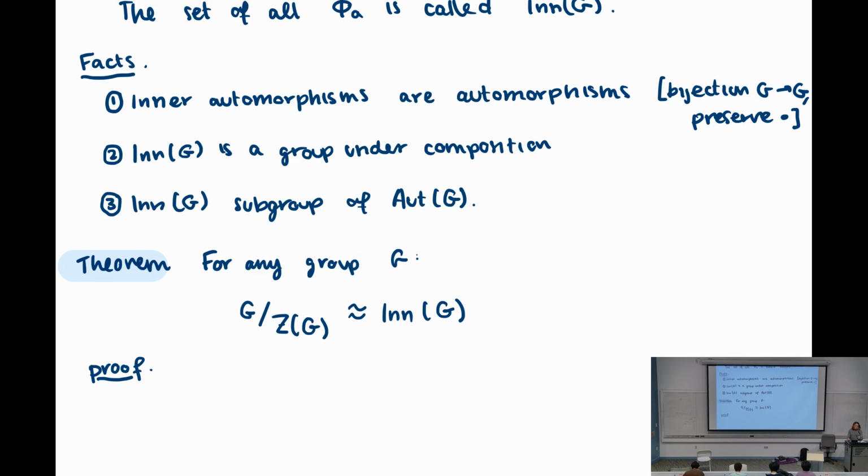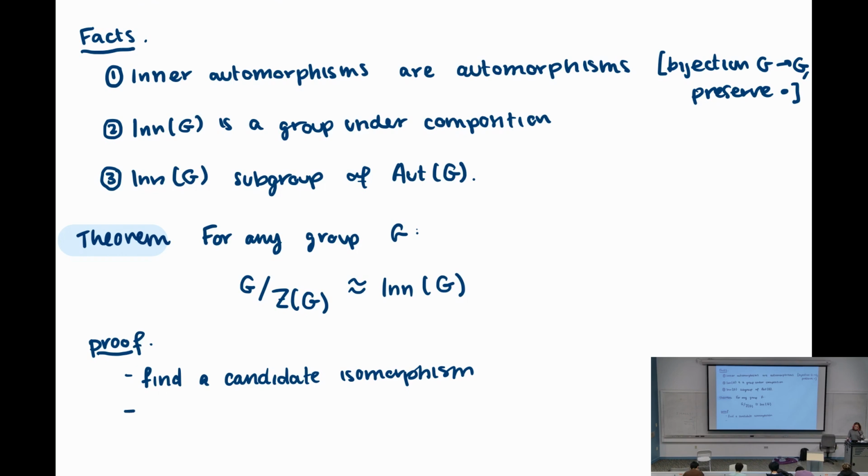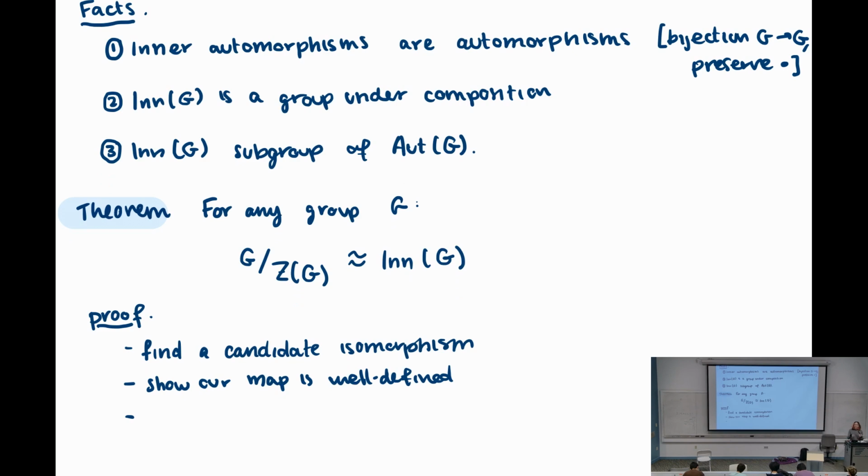To prove that these two things are isomorphic, what we need to do is find a candidate isomorphism. And then typically when you define something on a factor group, you also have to show that it's well defined. So that will happen here. We'll have to show our map is well defined. And then the last thing that we'll do is prove that it's an isomorphism. So we'll show injective, surjective, and operation preserving.